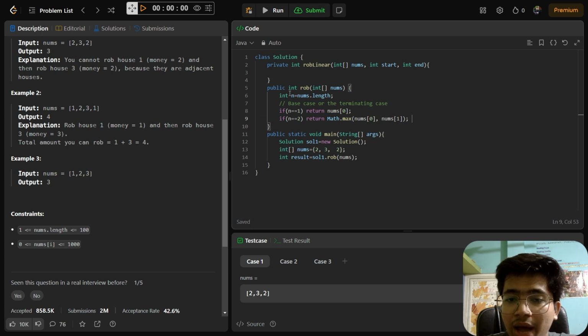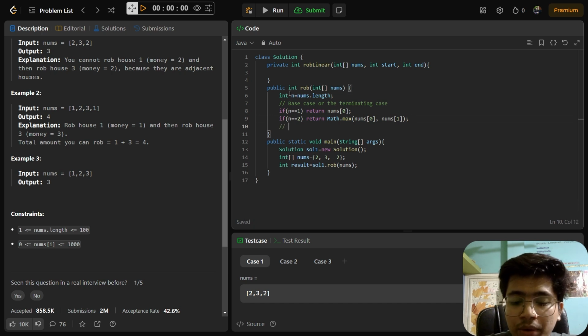Now suppose we have more than 2 houses. For more than 2 houses, I've already shown you in the program that we have two approaches. First, we start from the starting house but don't include the last one, and the second will start from the second index and we will include the last one. So simply we'll do that here.